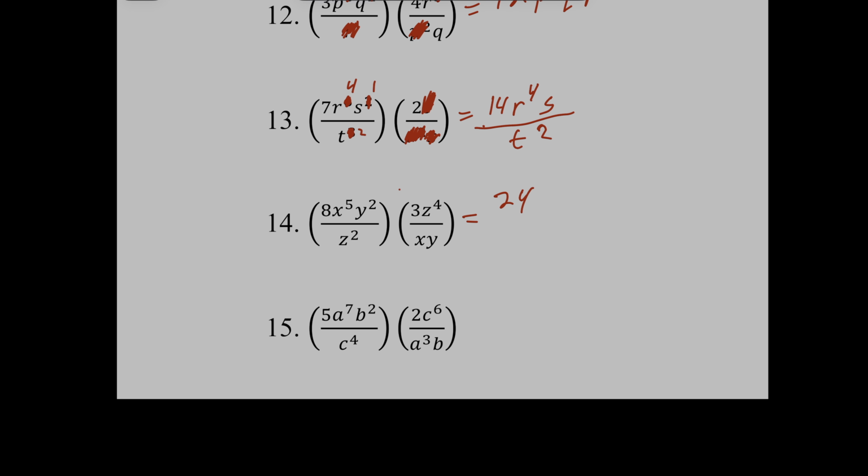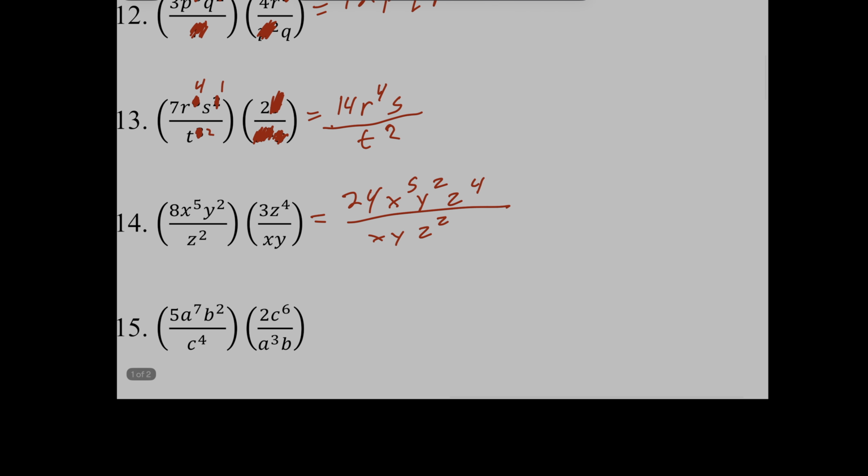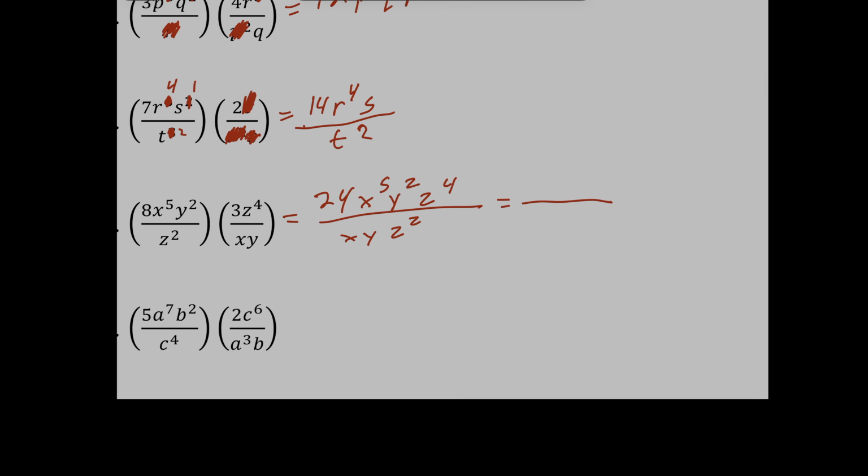24, I'm just going to multiply across. There's no x's on top. So it's x5 y squared z4 over x, y, z squared. And then once I do all my subtraction there, 24 on top. I have more x's on top, so I'm going to subtract and leave them on top. I have more y's on top, so I subtract it and leave it on top. And I have more z's on top, so I subtract them and leave them on top.